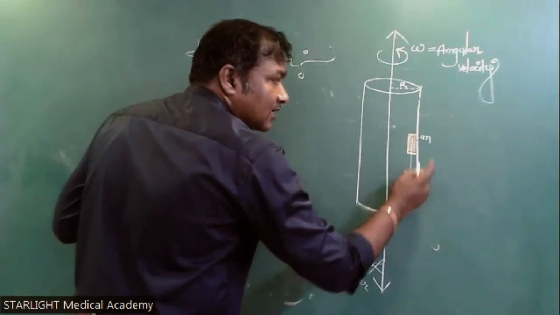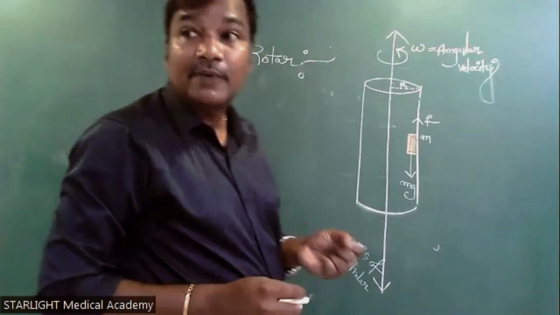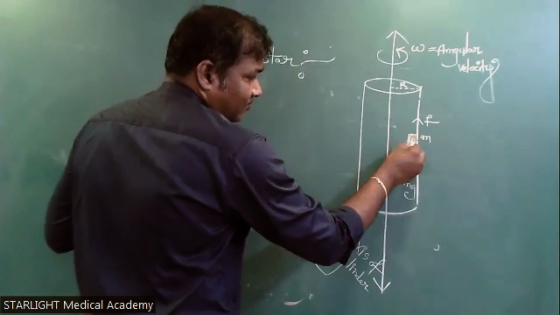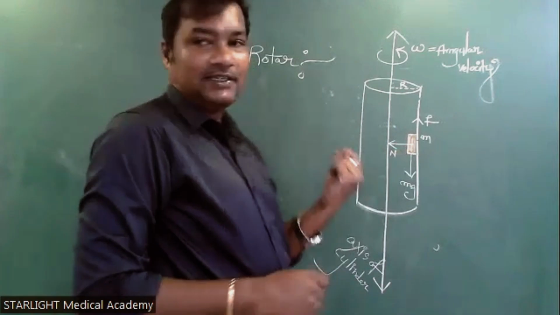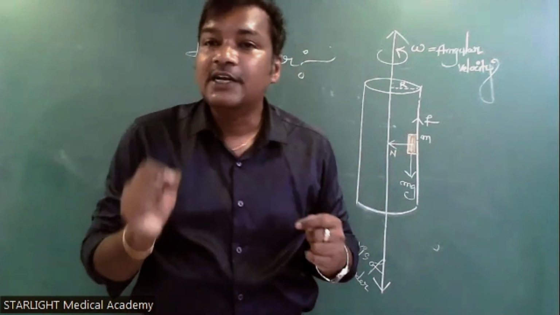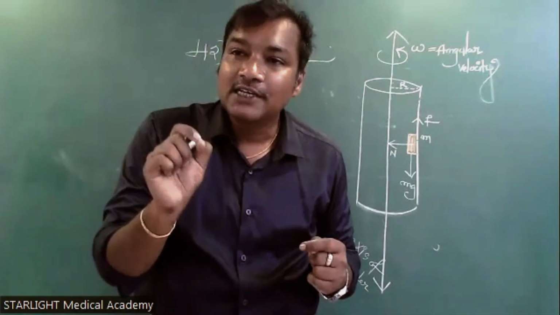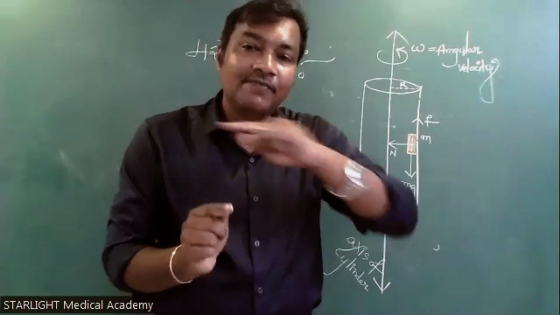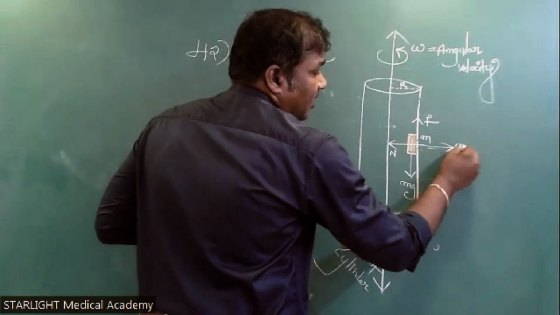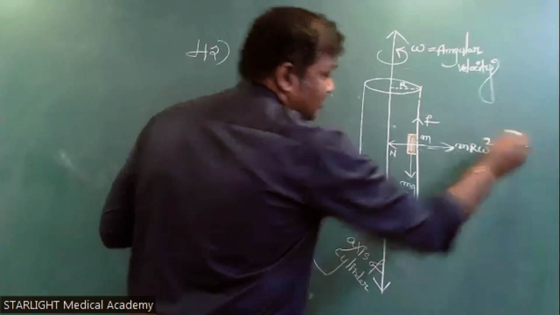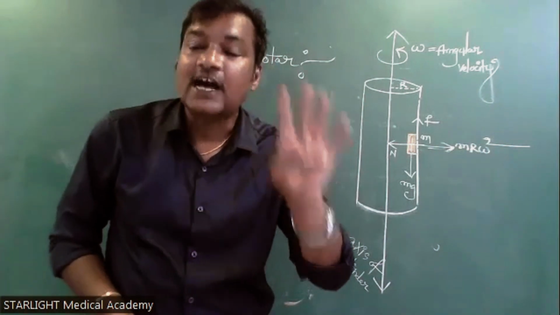Since the block tends to slide downwards, the frictional force acts upwards, and the normal reaction acts towards the center. So this is the normal reaction towards the center. Centrifugal force, a new word I am using, acts away from the center, outside. So on this side, m r omega square. This is the centrifugal force. Anyway, four forces are acting on the block.